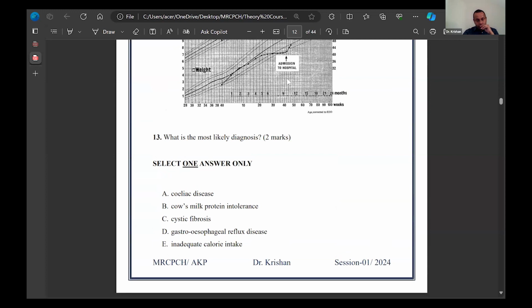And then could that be gastroesophageal reflux disease? Again, this child has vomiting. That could be a presentation of gastroesophageal reflux disease. However, we have not done a single modification. We have not even made the child eat thick food. Anti-reflux medication was not started. So that is unlikely. So then the likely diagnosis is what? Inadequate calorie intake.